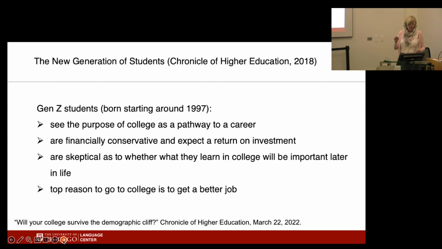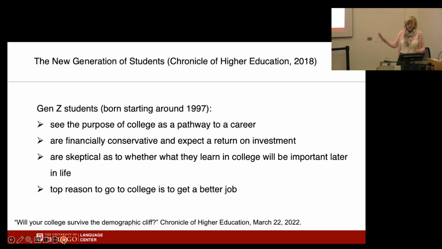And they also now, as young adults, see all these shenanigans around student loans playing out in the press almost every day. They're very, very skeptical about whether what they learn in college is going to be useful to them later in life. That's what they want. That's what they're asking for.